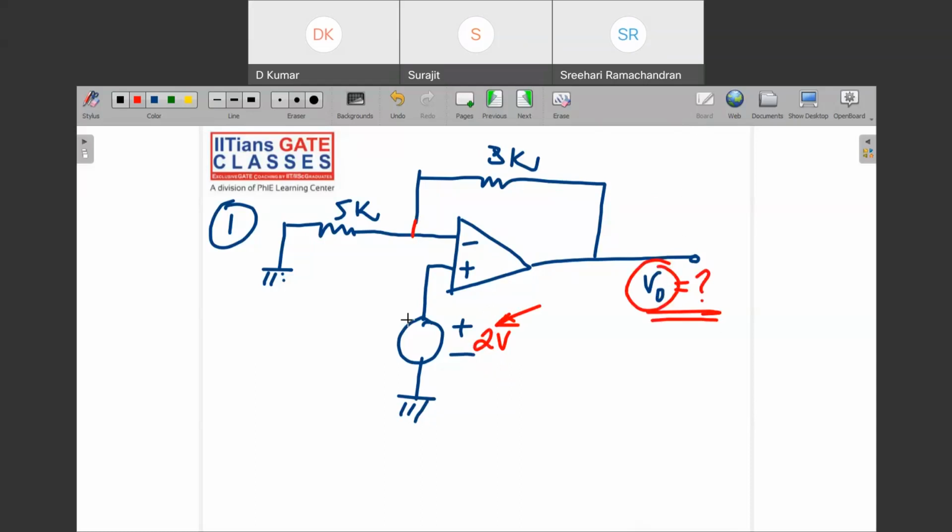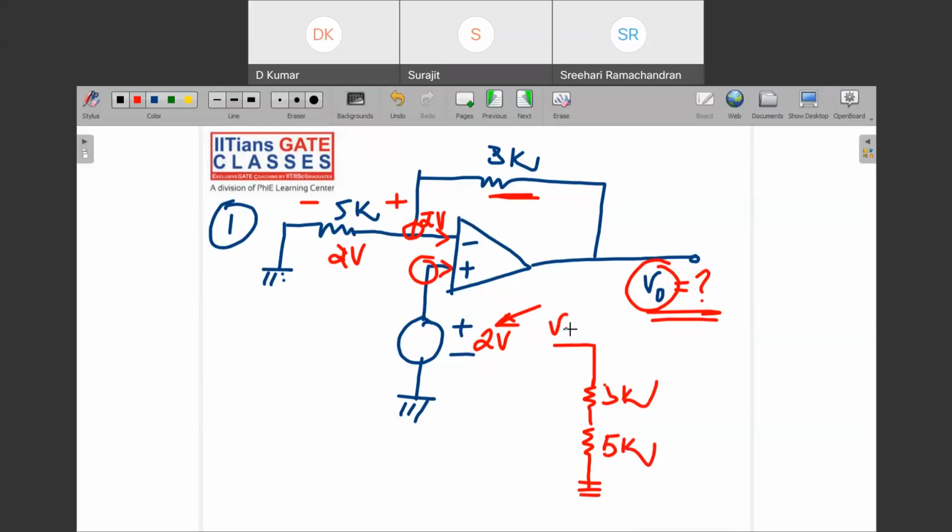Now you have to find the output. I have told you two assumptions. The first assumption is that the potential at this terminal and the potential at this terminal will be the same. So what will be the potential here? This will be 2 volt, and this 2 volt will be across the 5K. As I told you, the op-amp does not take any current, so no current will flow. So 3K and 5K will be in series, not in parallel. It is grounded, this is 5K, this is 3K, and this is your V out.